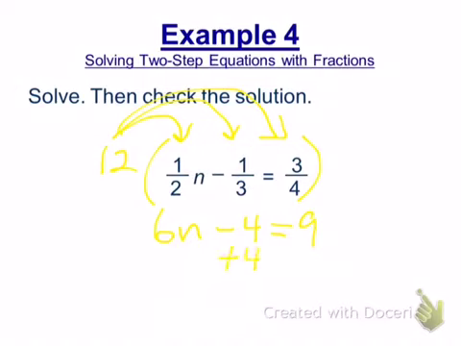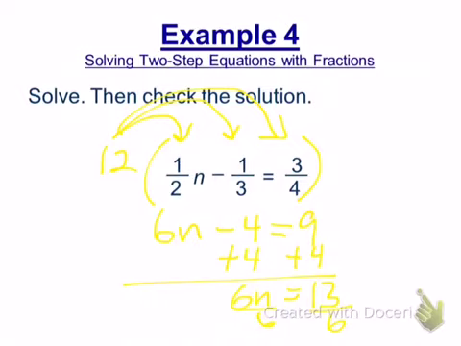So then we'll have 6n equals 13. Then we would divide both sides by 6 and get 13 over 6, which I want you to leave as 13 over 6. Not 2 and something.